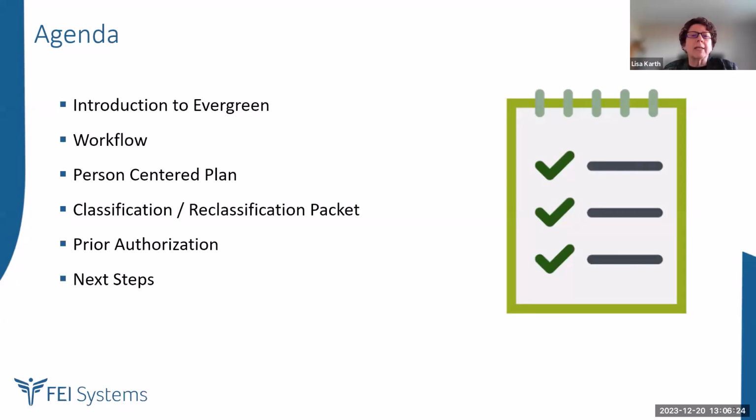We're going to talk about the classification, reclassification packet. I know that these are a new term for you. The packet is a new term, and basically I'm going to show you how forms are bundled up to make it easy for you to review some of them. We're going to then talk about the prior authorizations, and I love your prior authorizations. There's so much automation in there. It's fabulous. We're going to end our time together, wrap it up, by discussing the next steps.